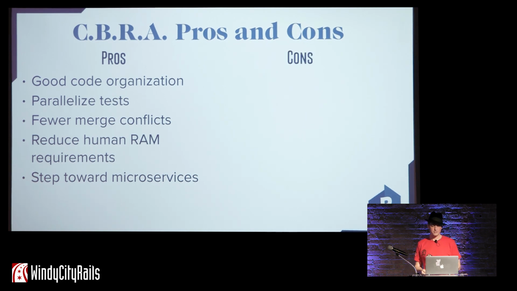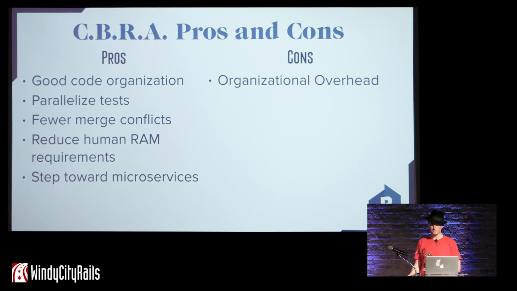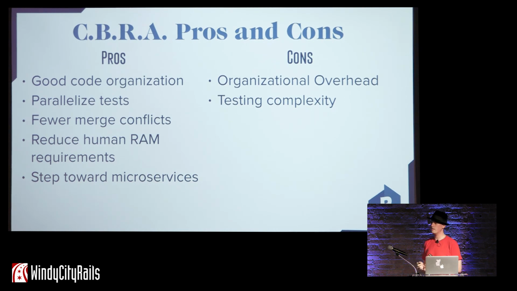But it has cons. There is significant organizational overhead. You have to think consciously about what code belongs where, and you have to teach your team how to organize the code that way. There is some testing complexity. When we did this, we had to make sure that every component that needed database access had its own private schema, and that our test automation was modified to create the databases so that those tests could run in parallel.